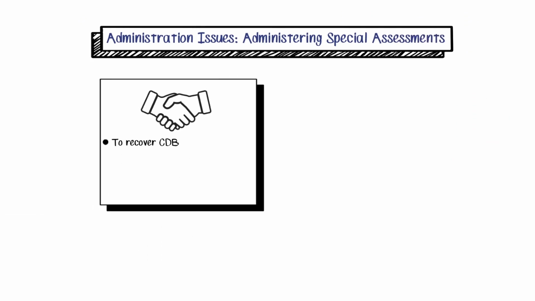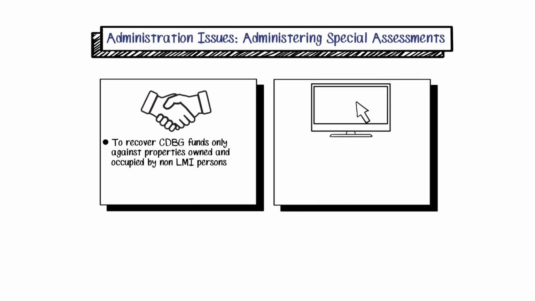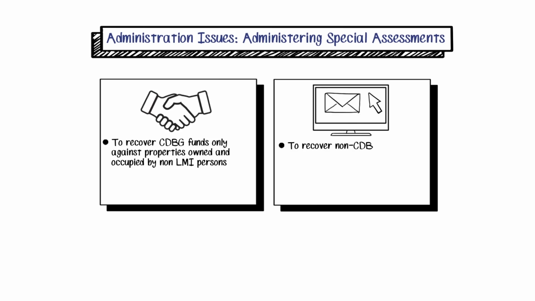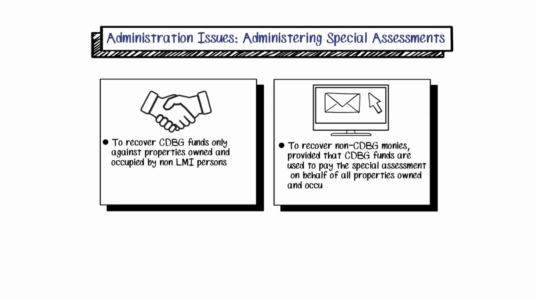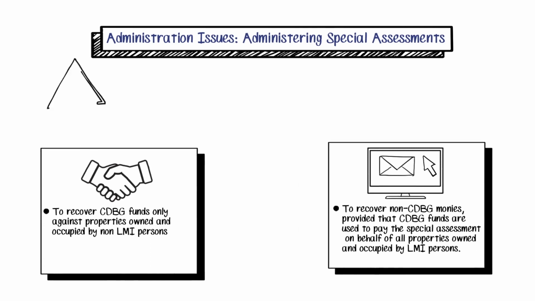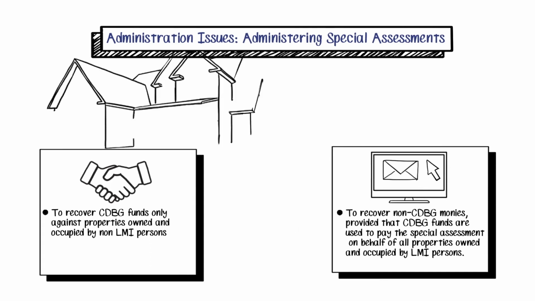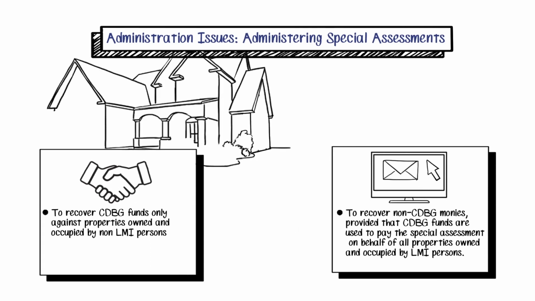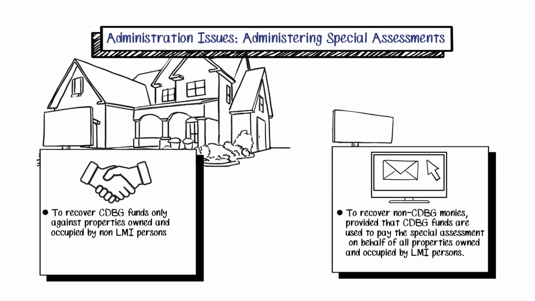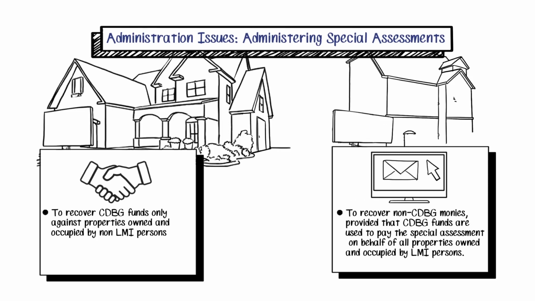Special assessments may be imposed to recover CDBG funds only against properties owned and occupied by non-LMI persons, and such assessments are program income, or to recover non-CDBG monies, provided that CDBG funds are used to pay the special assessment on behalf of all properties owned and occupied by LMI persons. CDBG funds do not have to be used to pay special assessments on behalf of properties owned or occupied by moderate income residents if the grantee does not have sufficient CDBG funds to pay the assessments on behalf of all the LMI owner or occupants.